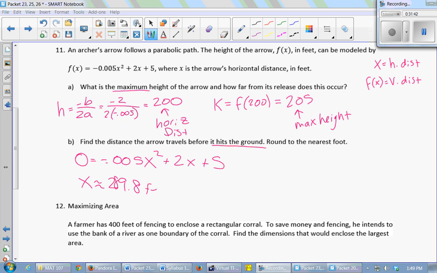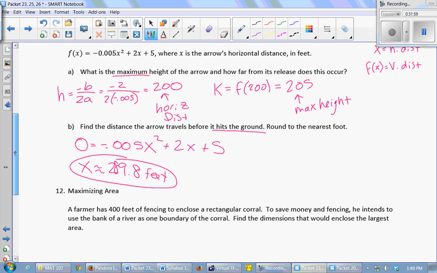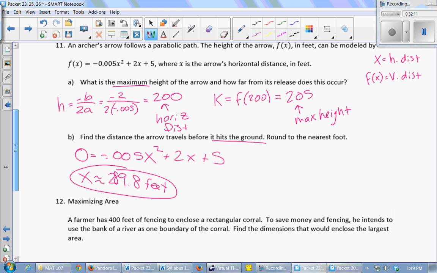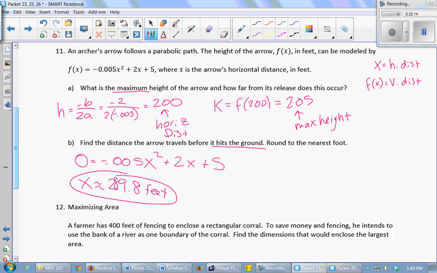289.8 feet. All right, why did you only give me one answer when a quadratic always has 2? The other one's negative, and you can say, well, the arrow can't go backwards, so this is the only viable solution. For it to hit the ground? Well, according to our formula, it hit the ground after 289 feet. Is that wrong? All right, let's do it out.